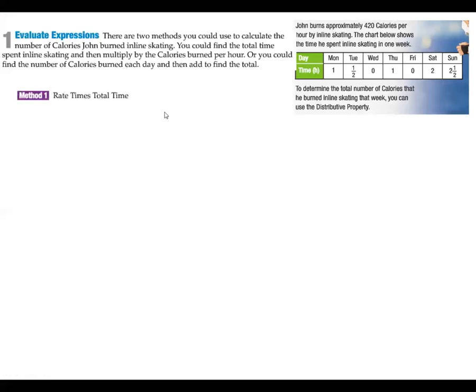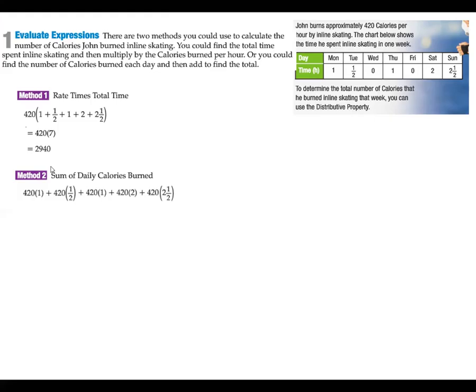So if I did the rate times the total time, I would have to do 420 times all the times added up together first. If I add up all those times, that ends up being 7 hours. So 420 times 7 is 2,940. Or I could figure out how many calories he burned every day and then add those together. In other words, multiply the 420 times the number of hours for each day, and then add those values up, and it's the same problem, you just did it different ways.